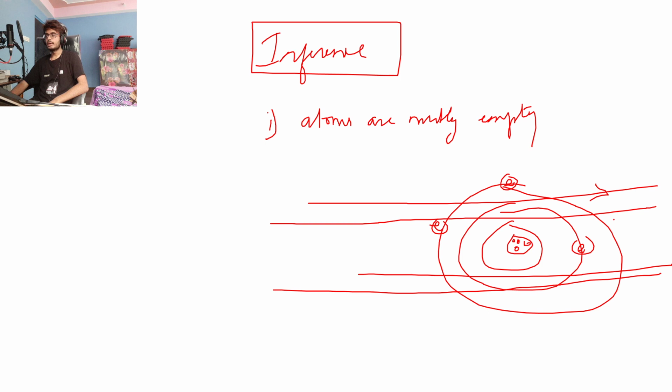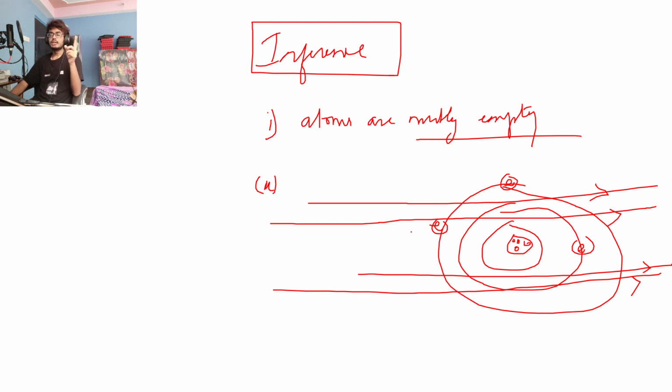So most of the alpha particles passed through undeflected, which basically meant that most of the atom is entirely empty, right? There's nothing inside an atom. Most of the space occupied by an atom is empty. So that was the first inference that they drew from the first observation. The first observation was most of the alpha particles went undeflected, which meant atoms are mostly empty.